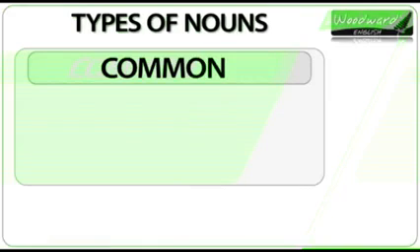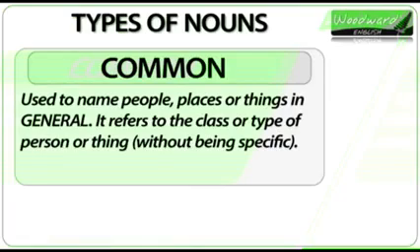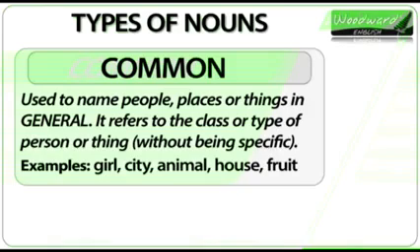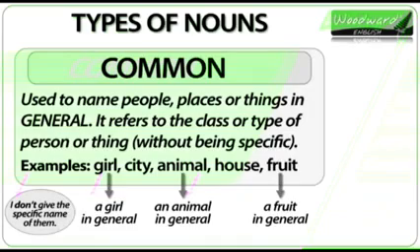Common nouns. Common nouns are used to name people, places, or things in general. It refers to the class or type of person or thing without being specific. Some examples of common nouns are girl, city, animal, house, fruit. I don't give the specific name of them. It's a girl in general, an animal in general, a fruit in general.